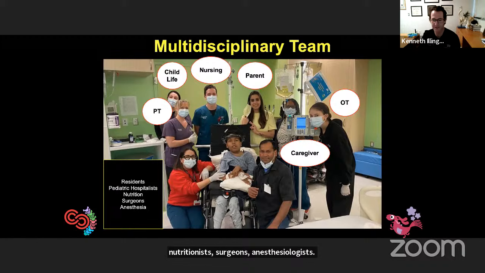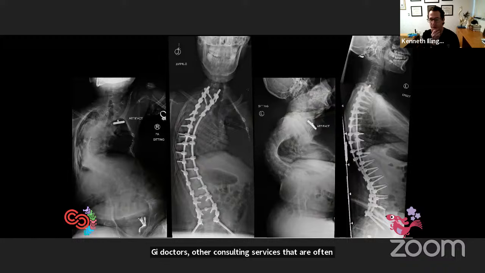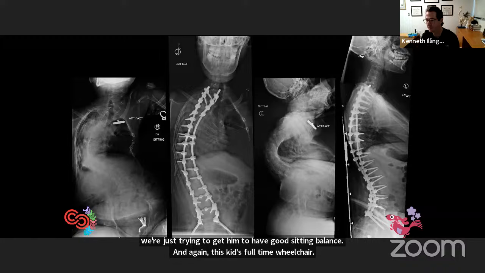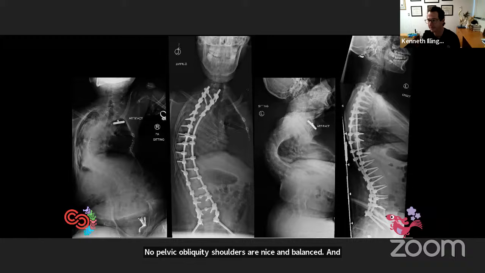So here he is after his final deformity correction, where he got a T2 to pelvis posterior spinal fusion with instrumentation. You can see that his coronal correction is improved. Certainly it's not straight, never planning on getting that straight, but you can appreciate his overall coronal balance. And again, this kid's full-time wheelchair, so we're just trying to get him to have good sitting balance. His head is positioned nicely over his pelvis, no pelvic obliquity, shoulders are nice and balanced. And you can appreciate the amount of sagittal correction that we got. We lengthened this kid approximately 4 inches. So an excellent result in dealing with these kids.